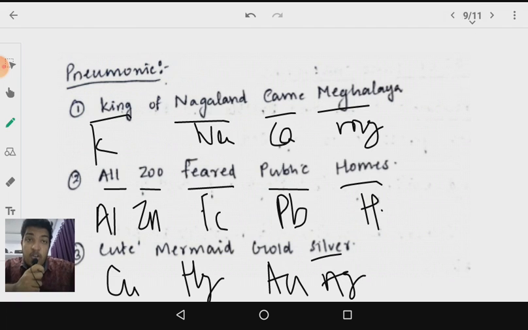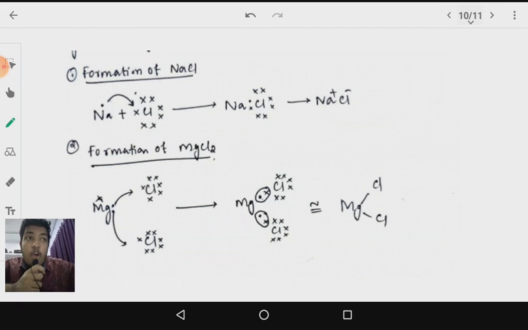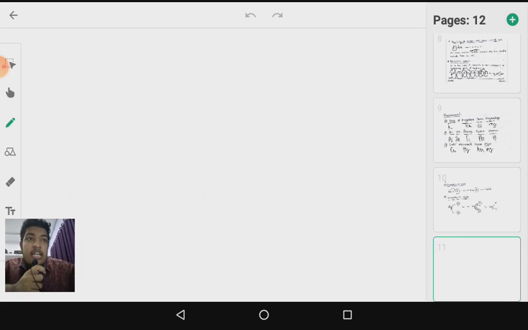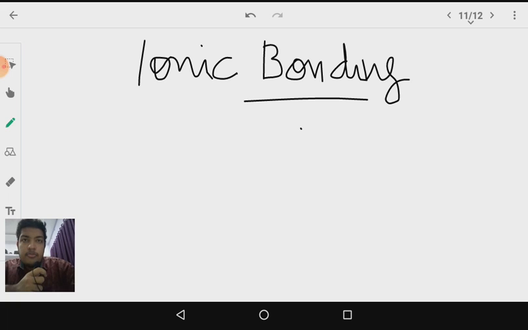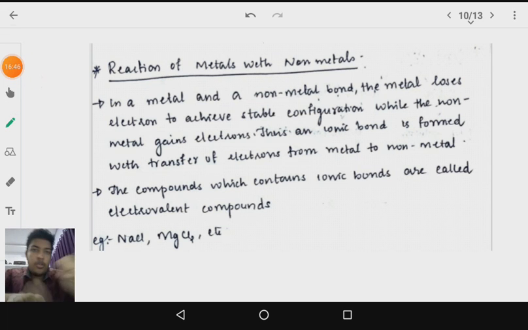Next, we are going to study a very important topic, which is the formation of ionic compounds, that is ionic bonding. So starting with ionic bonding. Now what is ionic bonding? It is also known as electrovalent bonding. So it is a special type of bond which is formed between a cationic species and an anionic species.